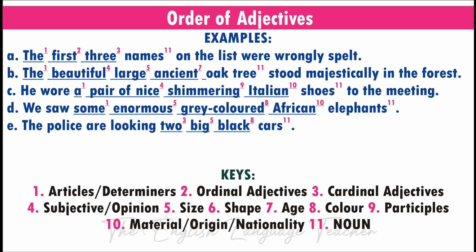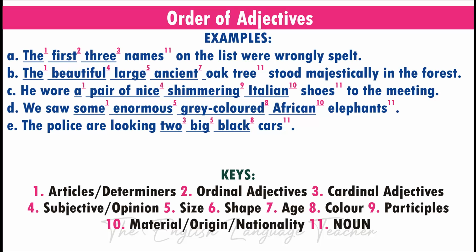First is number 2, that is an ordinal adjective. Then 3, which is a cardinal adjective. Then names, which is a noun, that is number 11 on our key. So see the arrangement: 1, 2, 3, 11. That is, the lower number must come before a higher number. Do not ever let a higher number come before a lower number. So 1, 2, 3, 11. It is still an acceptable arrangement. The first 3 names on the list were wrongly spelled.